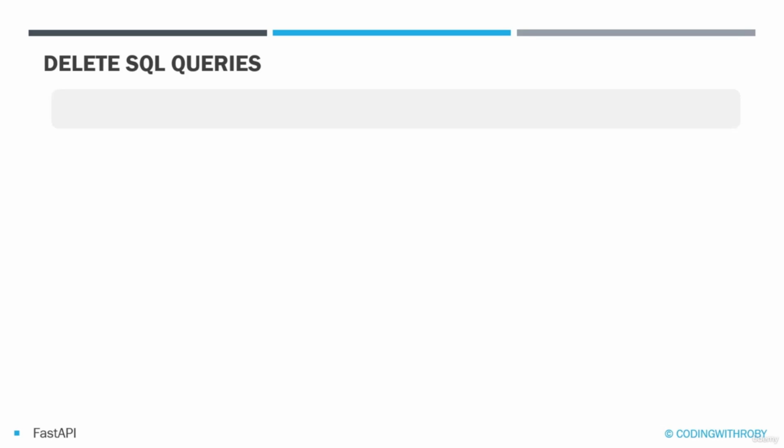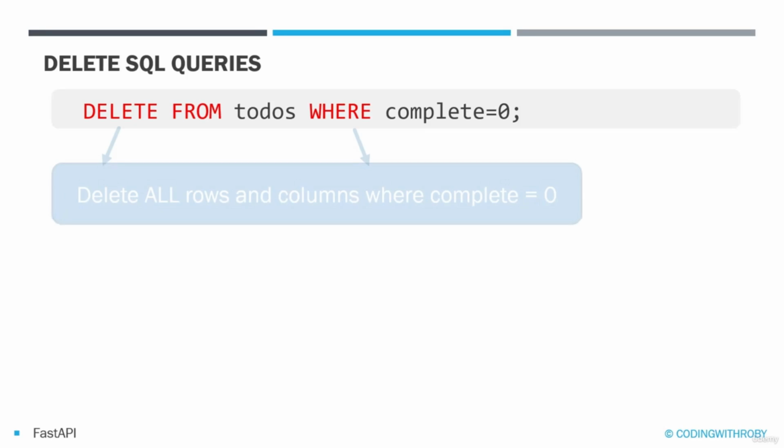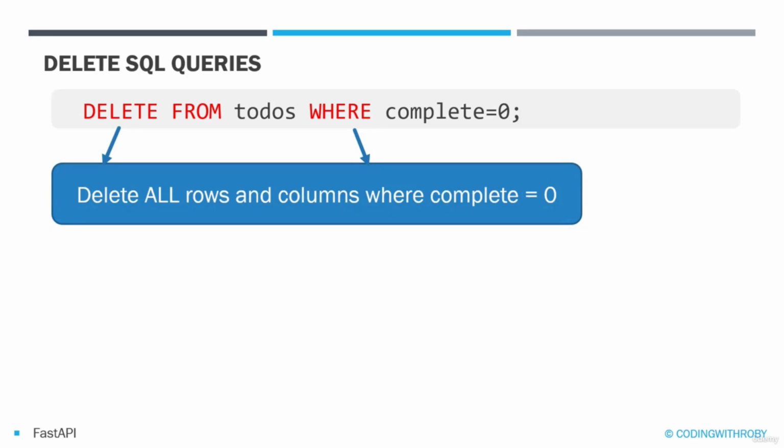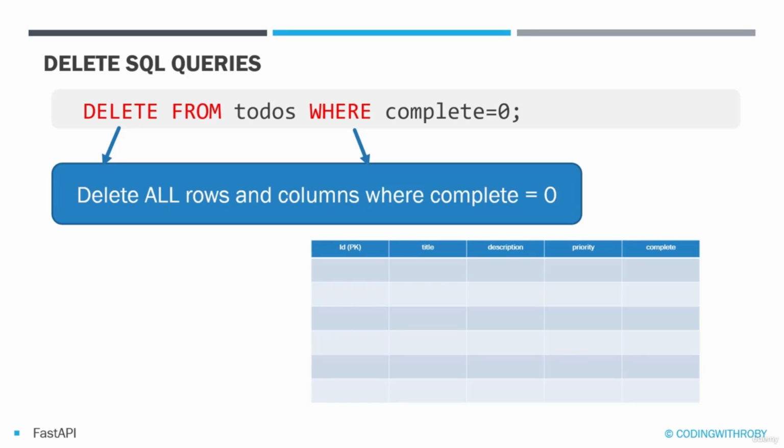And as always, you do not have to delete based on ID or a primary key, even though it is significantly more safe. We could write delete from to-dos where complete is equal to 0. This will delete all rows and columns where complete is equal to 0. So if we do not change any of our complete areas to true, we would essentially erase and delete our entire database. This is the risk in using the delete functionality when not using it by a primary key to delete a specific record.